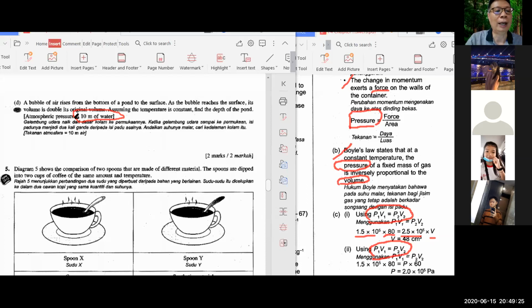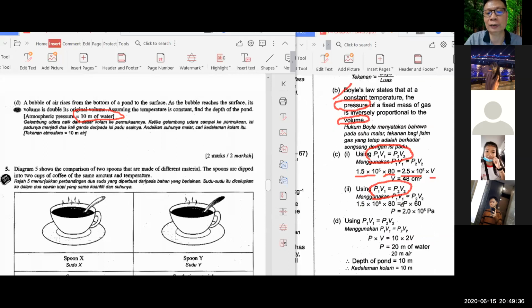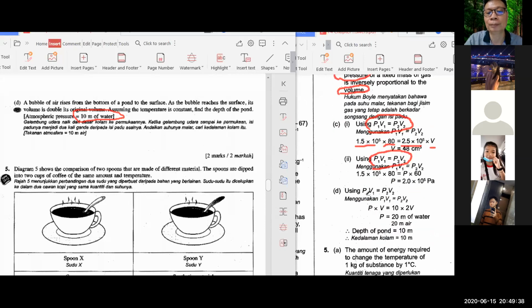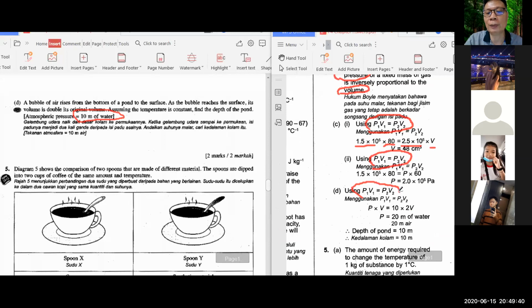And the pressure on top is atmospheric pressure, 10. Now, then you find the pressure under the pond. So once again, same formula. You see here, same formula. P1V1 equal P2V2.